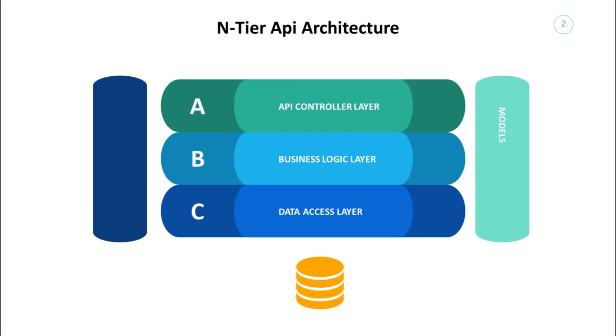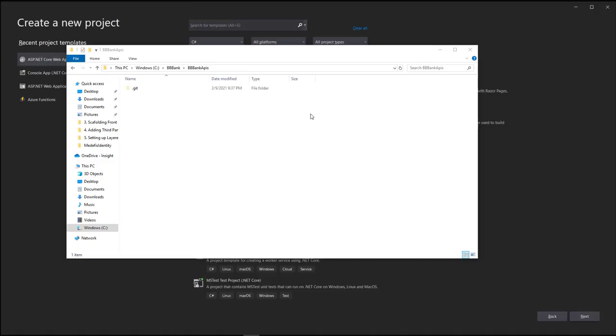Having a logical separation between presentation layer, business logic layer, and data access layer is always a best practice. In this lesson, we will understand how to create this logical separation for our project. Here I am at the directory that was cloned for our API project.